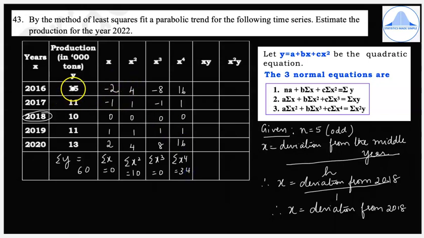Next find out xy. So 15 into minus 2 is minus 30. Then you get minus 11, 0, 11 and 26. So summation xy is equal to, we will get minus 4. Then find out x square y. So it is x square into the y column. So 15 into 4 is 60. Then you have 11, 0, 11 and 52. So you get summation x square y is equal to 134.